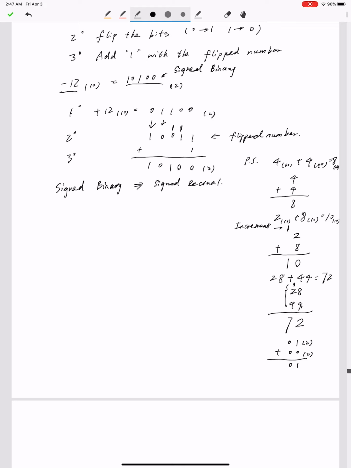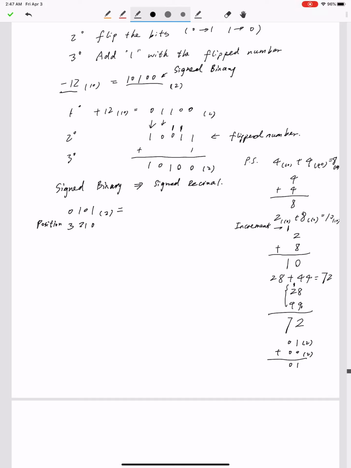For instance, if I give you 0101, this signed binary number, how do we find the decimal representation? The method is the same. We just need to decode this binary number. The method, in case you forget, is that we count positions starting from right to left and starting from 0. So the positions of these 4 digits are 0, 1, 2, 3. And then we can do the decoding.